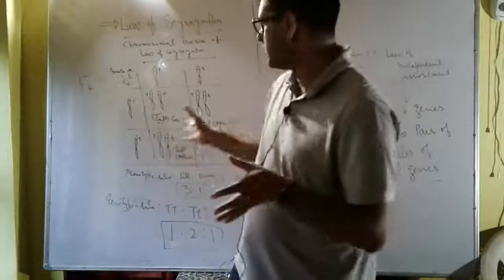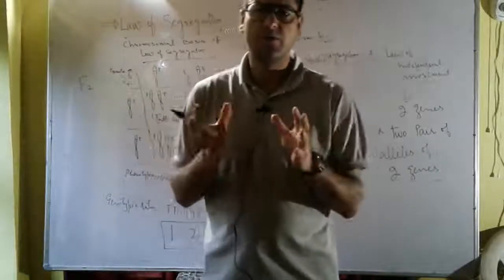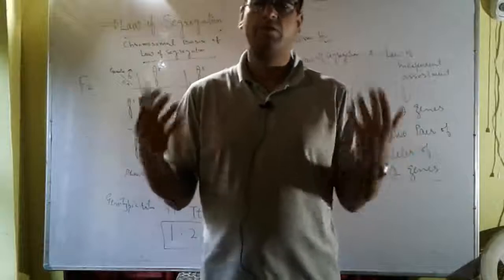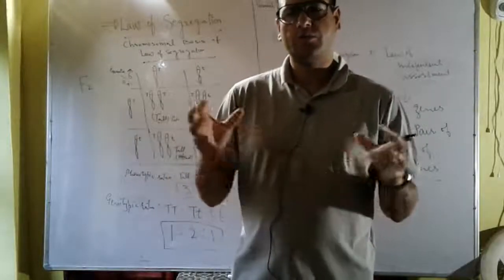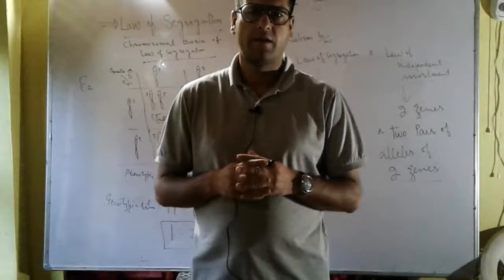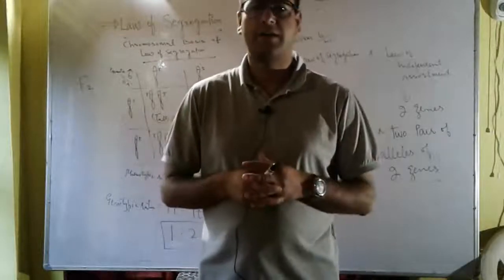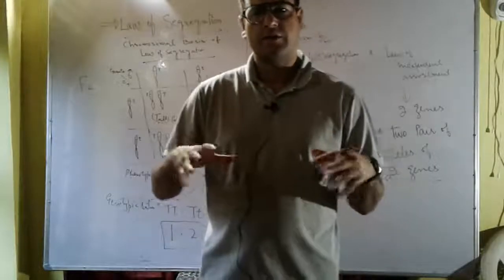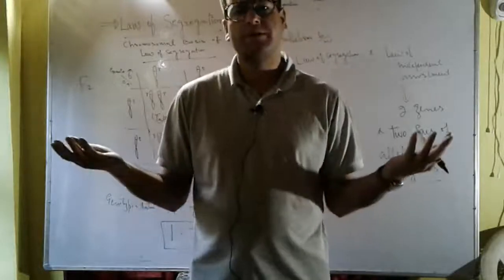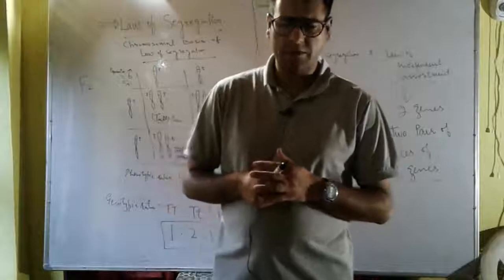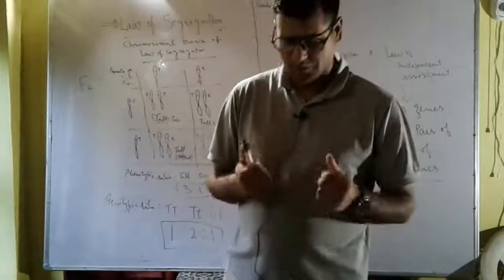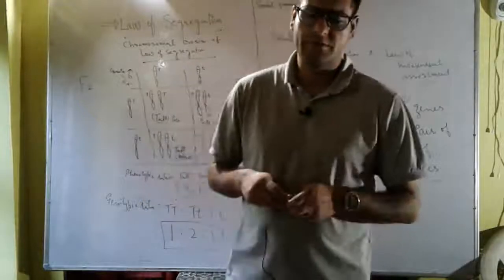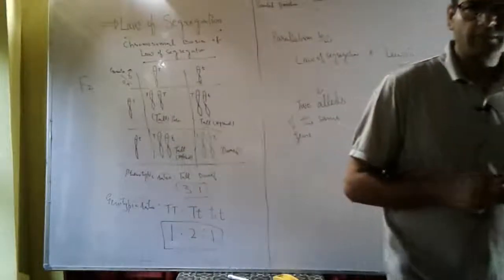The law of segregation says that the two alleles of the same gene segregate at the time of gamete formation. Law of independent assortment says that two genes assort independently of each other at the time of gamete formation, or one pair of alleles assorts independently of the other pair of alleles at the time of gamete formation when they are combined in an individual. So this was the chromosomal basis of the law of segregation. Thanks.